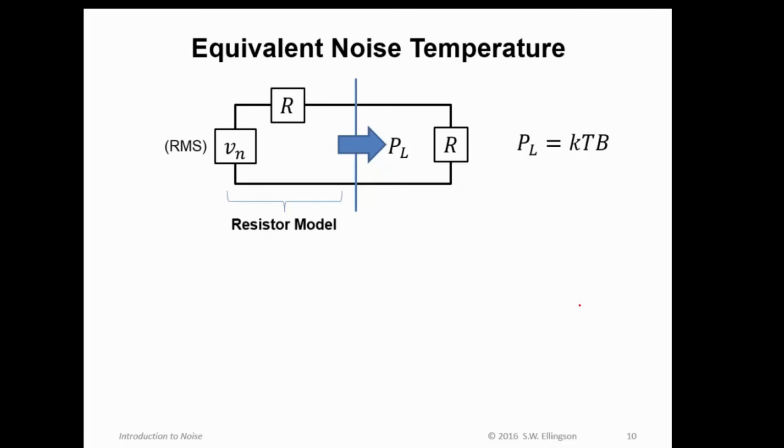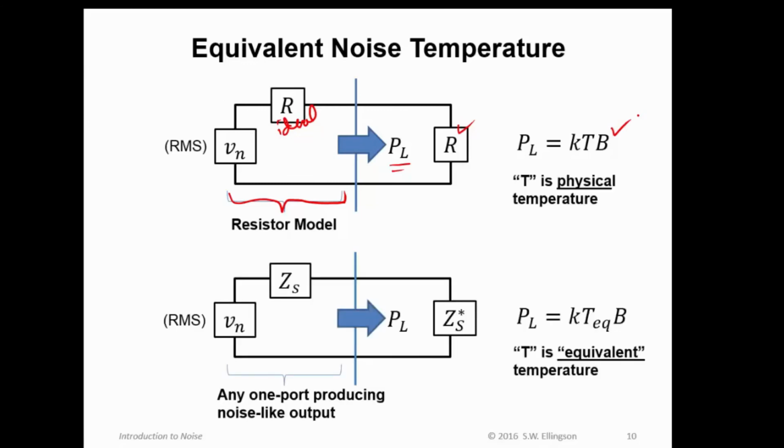So the idea goes like this, to show it a little bit more explicitly. In the resistor case, we had a resistor model which consisted of an ideal resistance that is noiseless, and the noise voltage separately, and it was delivering some power P sub L into a resistor having the same value, R, which was also ideal. And we also knew from thermodynamics that that has to be equal to KTB, that power delivered, where T is the physical temperature. So now in the equivalent noise temperature case, we have not necessarily a resistor, but now any one port thing producing a noise-like output.